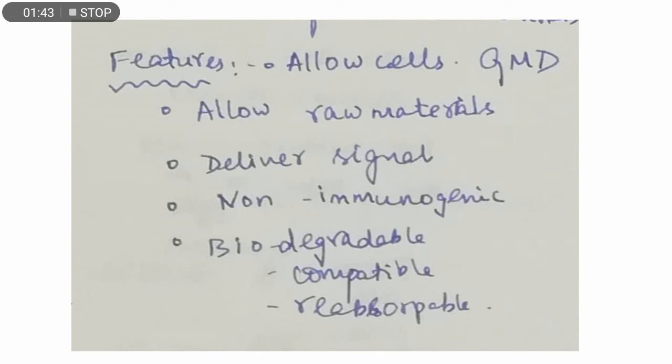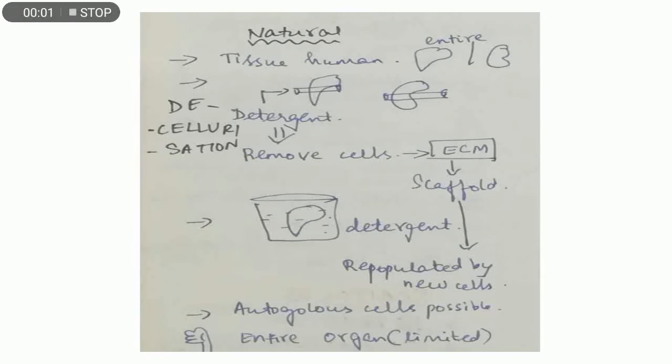However, there are some general characteristic features which are good for a scaffold. One, it has to have a lot of pores. Two, it has to allow cells to grow, multiply, divide, and differentiate as well. Three, it has pores, so it has to allow raw materials like oxygen, nutrients, everything to enter into the cells and nourish them. Four, it has to deliver signals such as growth factors. Five, it should be non-immunogenic. Six, biodegradable, biocompatible, bioresorbable.